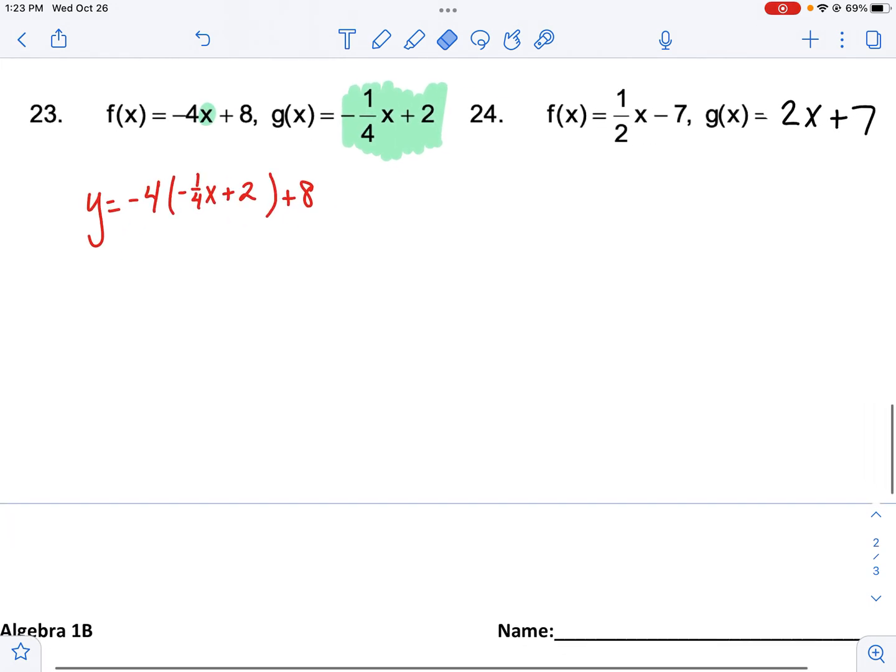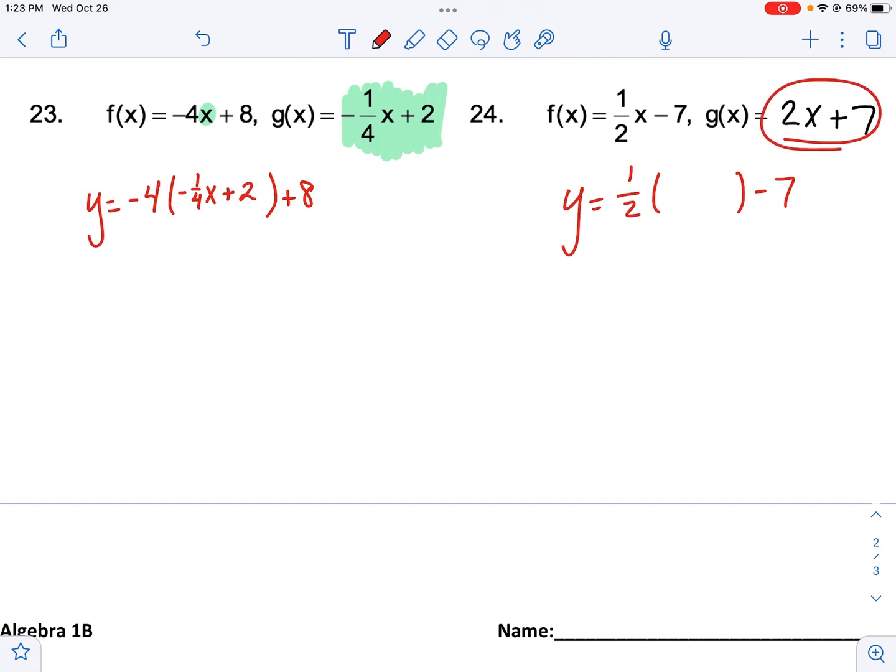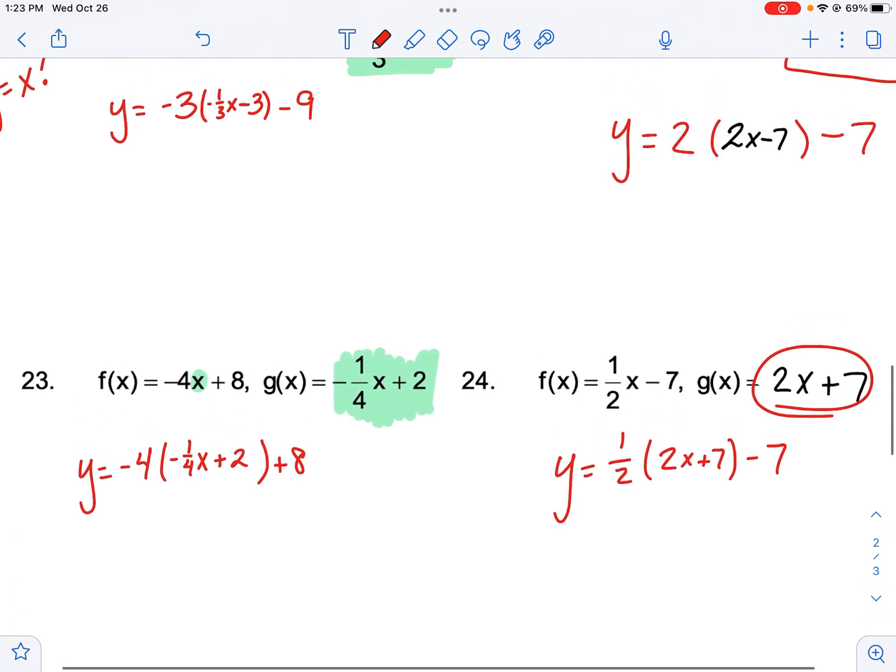And maybe we can try that last one as well. I'd have y equals 1/2. And if you could pause the video again, try to write this one out, and then unpause to check your work. We've got 1/2, and I'm going to substitute in this value of 2x plus 7. All right, so that's the first step.